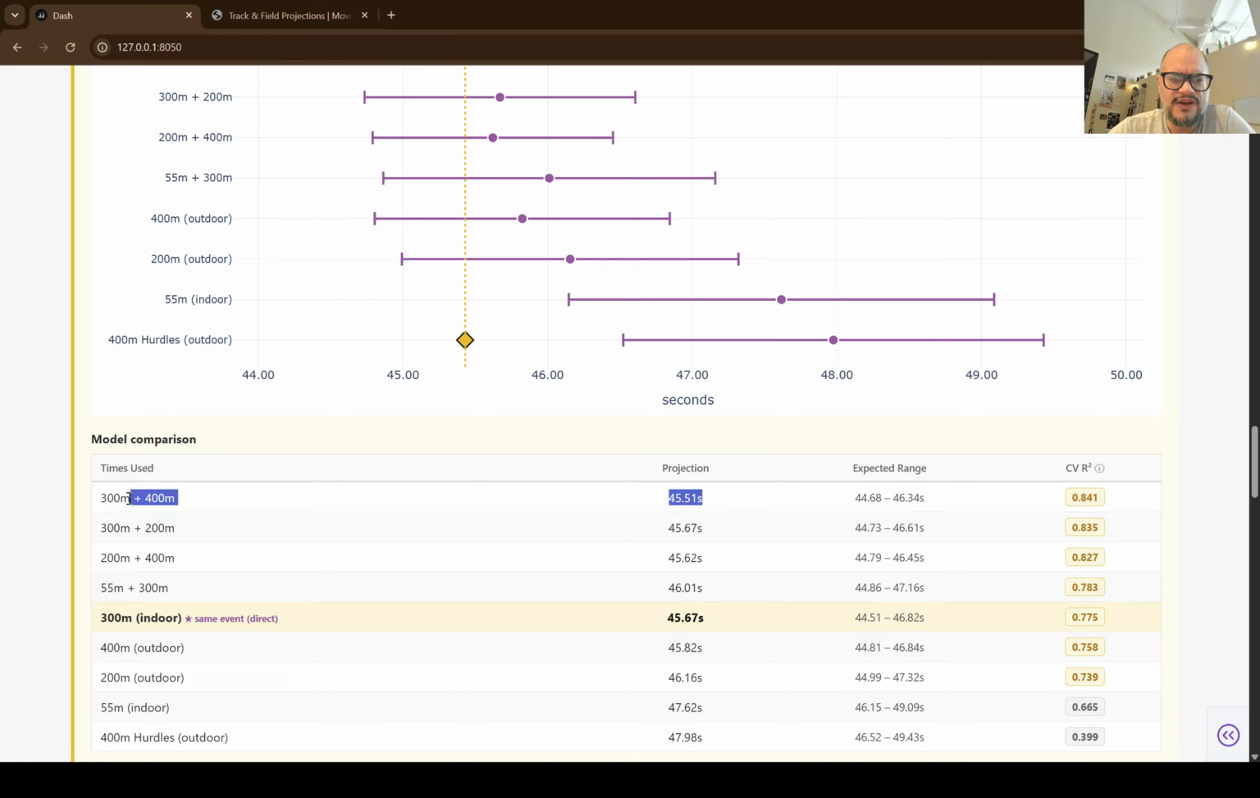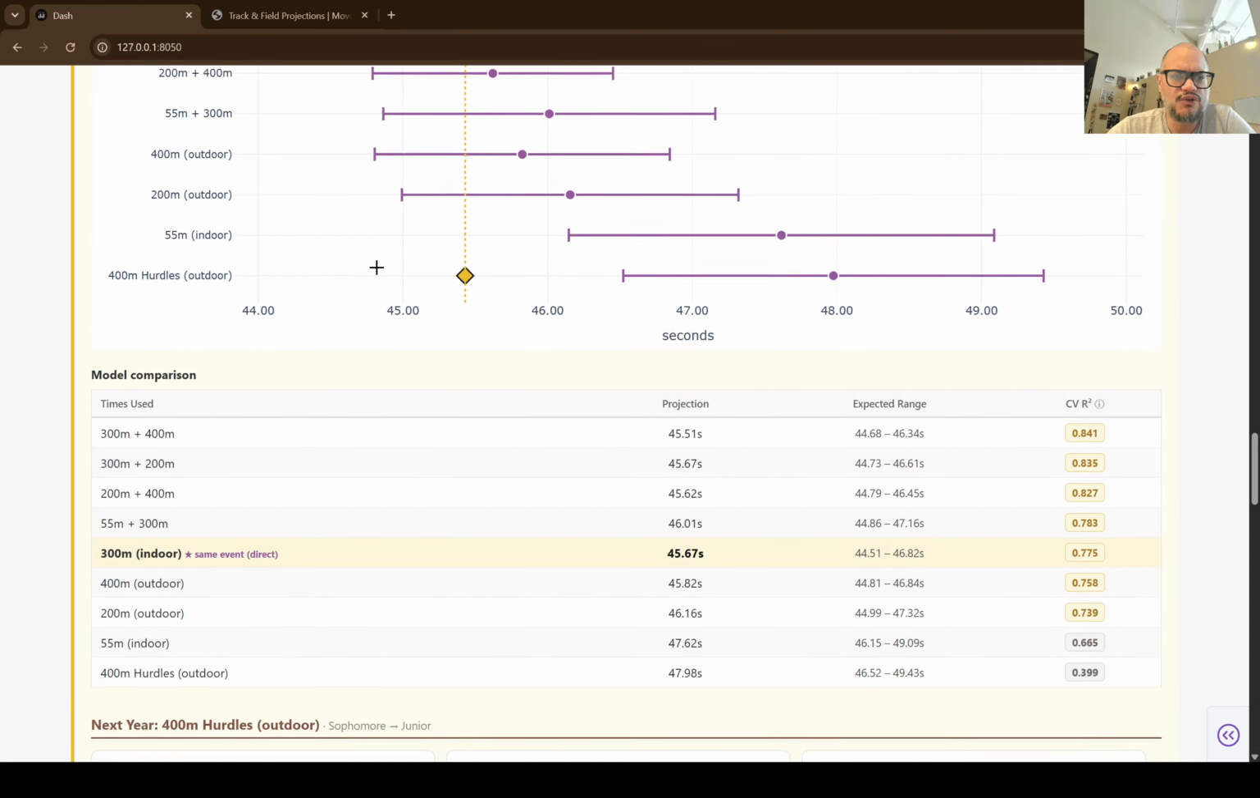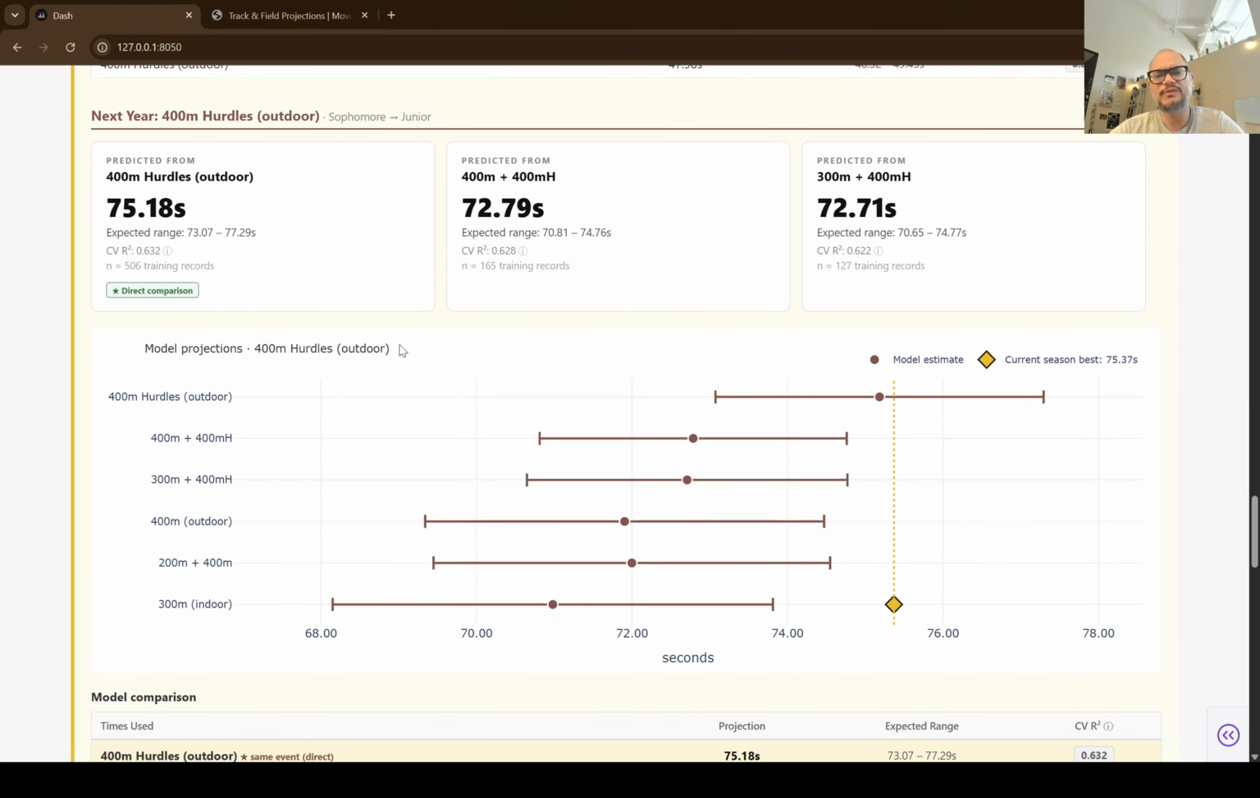So we see here the fastest projection at the midpoint would be looking at the 300, 400 for the 300 indoor. And then we look at the 400-meter hurdles. We see that their current best is 75.37. They ran it one time, so it doesn't give us much information, but we see based on their actual track performances what they could actually do.